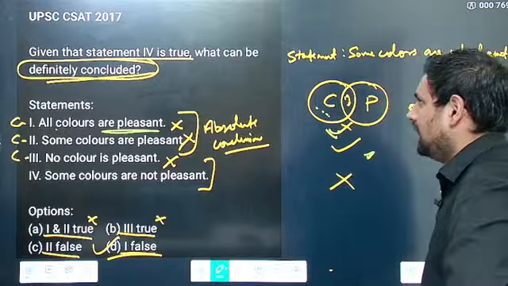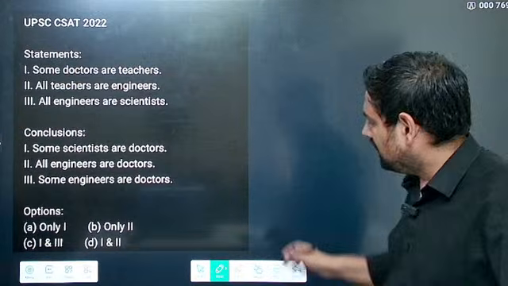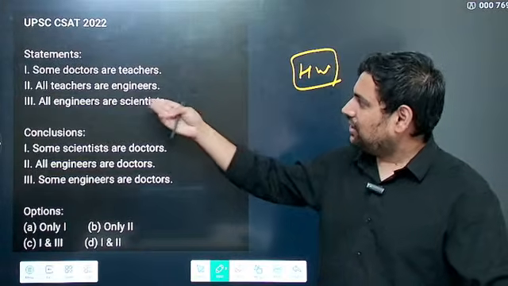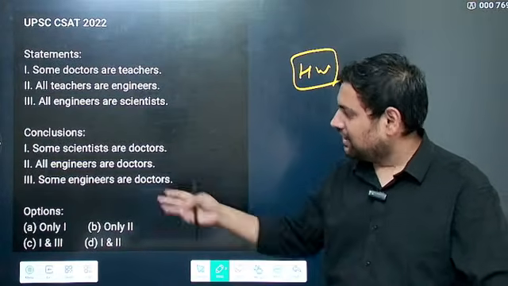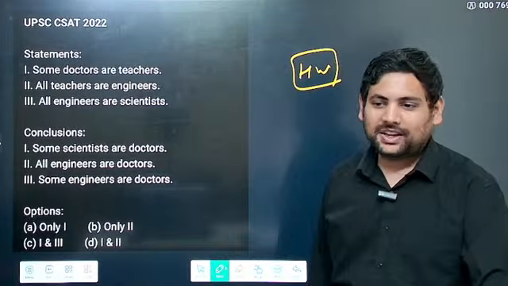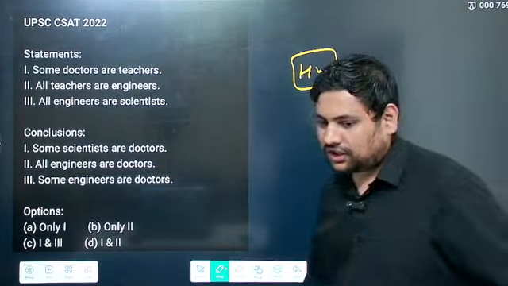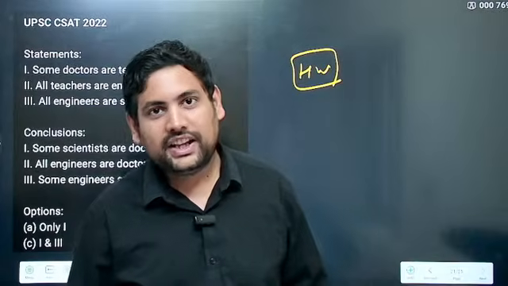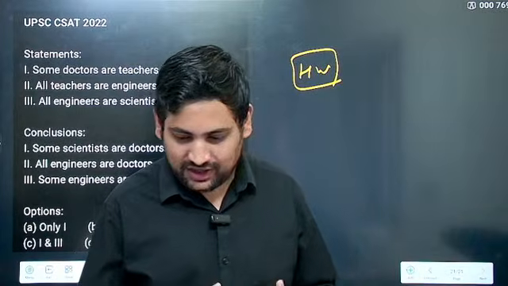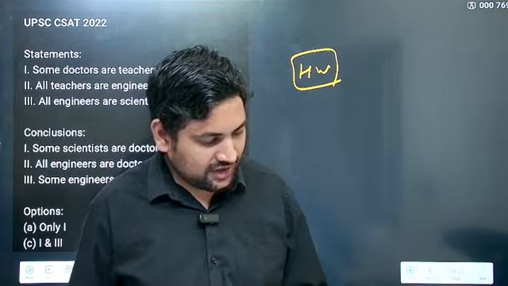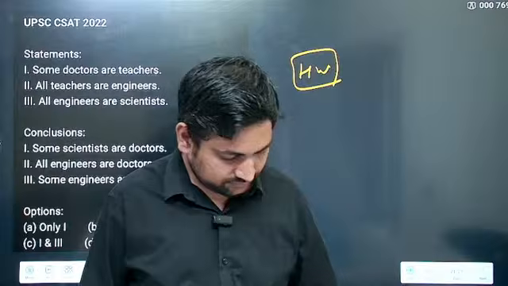Okay, then this is the last question. This you can take as homework. Very easy, nothing much. Some doctor, teacher, all teacher, engineer, all engineer, scientist, and then this. Okay, so that's it for our lecture on Venn diagram and syllogism. If you have any doubts, you can ask. Otherwise, I think we have gone a little long. We'll end the session.